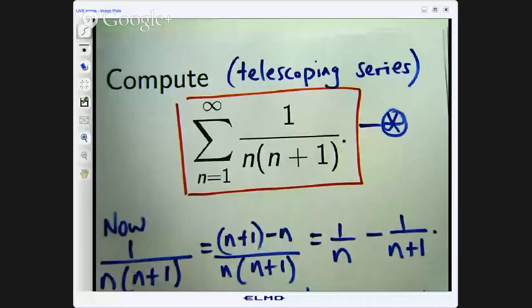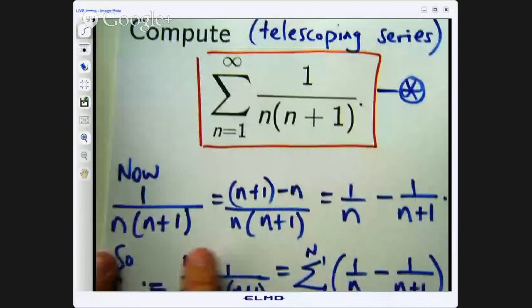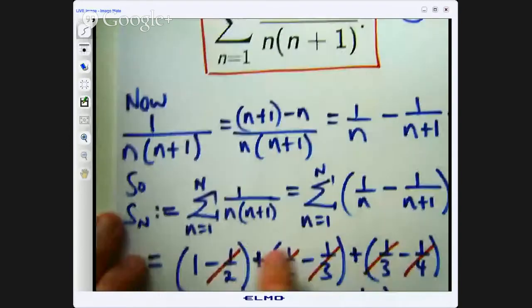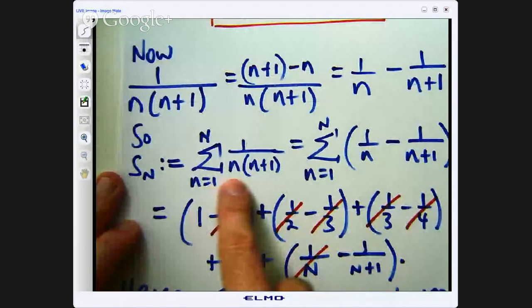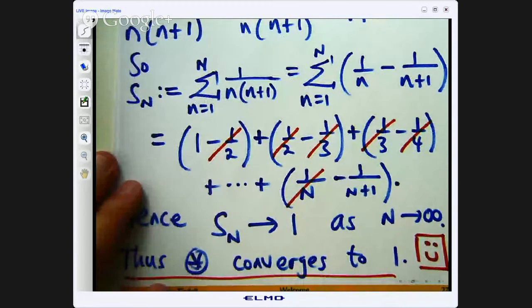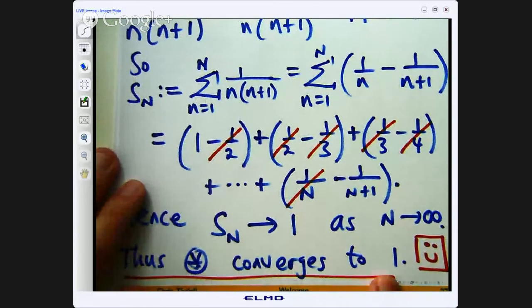Okay, so let's just go through that one more time. Let me share my screen with you. All right, we were given this telescoping series. We then used partial fractions to write it as a difference, if you like. We wrote out the nth partial sum, and we saw this beautiful cancellation, then took the limit. And we concluded that the original series converges to 1.